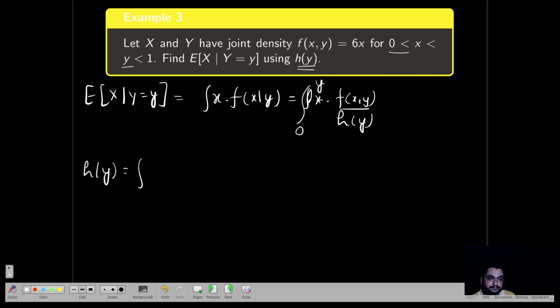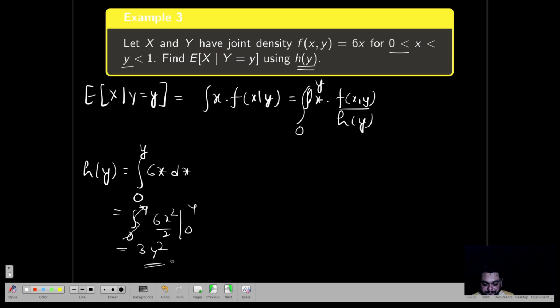H of y means the x is varying here, y is fixed. So the interval for x is 0 to y. What is the function I have to evaluate here? 6x dx. So this will be 0 to y, 6x square by 2 in the interval 0 to y. This will come out to be 3y square.